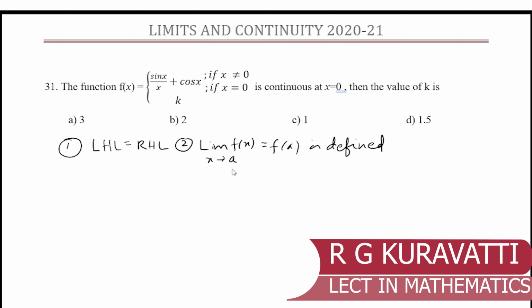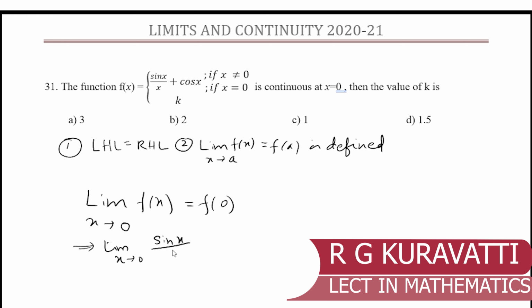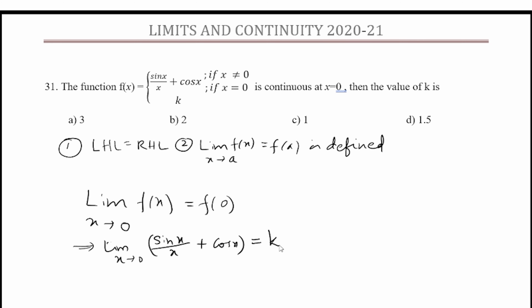is discontinuous. Here, what has been given is that it is a continuous function. Then to find the value of k, go for condition number 2. What is condition number 2? Limit of f of x as x tends to 0 is equal to f of 0, which implies limit of sin x divided by x plus cos x as x tends to 0 is equal to f of 0 value, that is given, k.